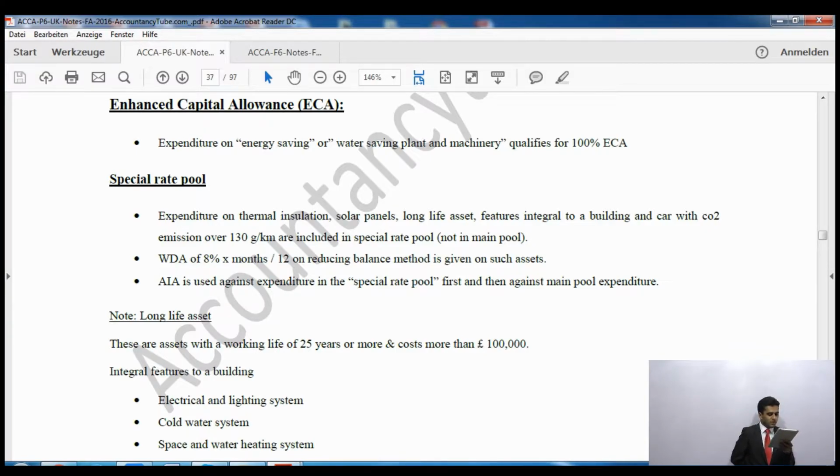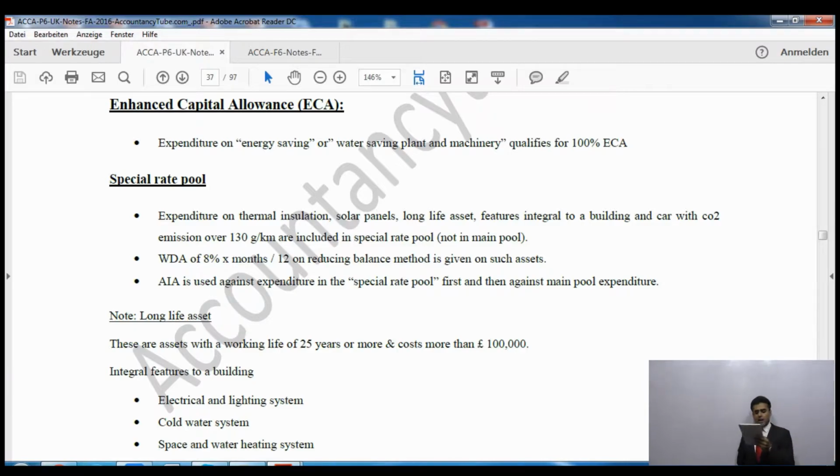Expenditure on thermal insulation, solar panels, long life assets, features integral to the building, and cars with a CO2 emission in excess of 130 grams per kilometer are included in the special rate pool. Alright, so we will not put these things in the main pool, we'll put these things in the special rate pool. Writing down allowance of 8%, and obviously it will be months over 12, on the reducing balance method will be given on such assets. So when I say months over 12, it means if the accounting period is more than 12 months or less than 12 months, then we will do this.